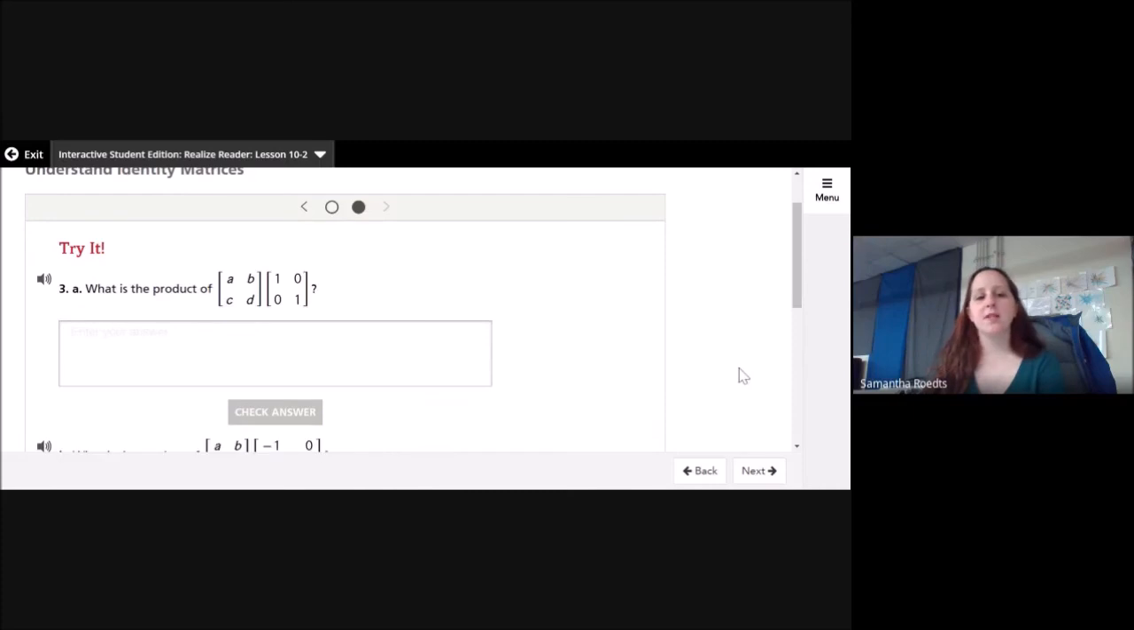All right, let's try it. What is the product of A, B, C, D times the square identity matrix 1, 0, 0, 1? So this means since it is A, B, C, D, and I'm multiplying it by the identity matrix, I get A, B, C, D.